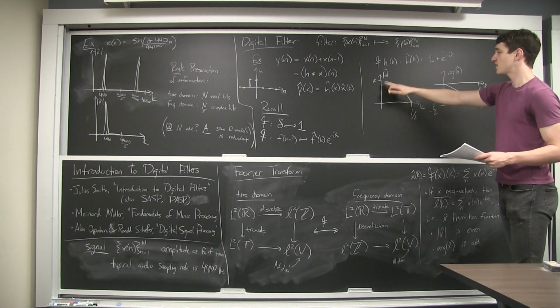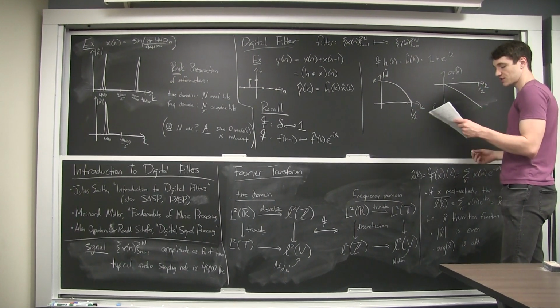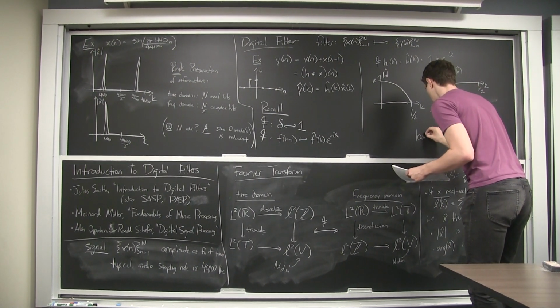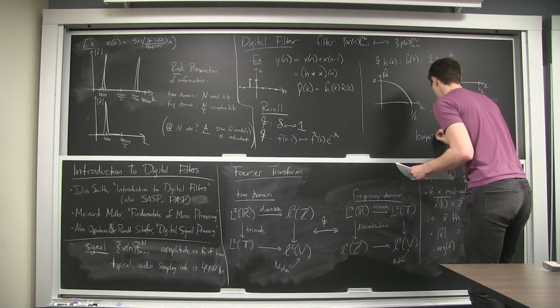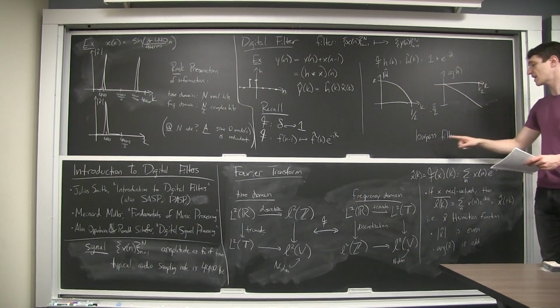It's taking low frequencies and raising them, and it's taking high frequencies and setting them to 0. So qualitatively, we would call this a low-pass filter, because it lets the low frequencies pass.